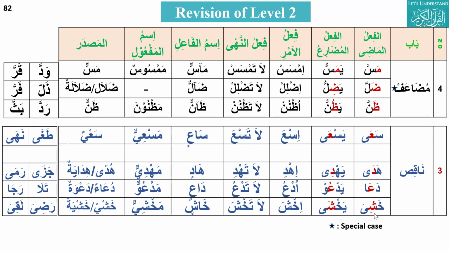And the fourth and last case is Khashiya Yakhsha, Kasra Fatha. Guess the meaning of Khashiya. Khashiya is the opposite of happiness. Khashiya means he feared. Okay. Sa'a means he ran. Hada means he guided. Da'a means he prayed, he called, or he supplicated. And Khashiya means he feared. Thank you, Aiza.